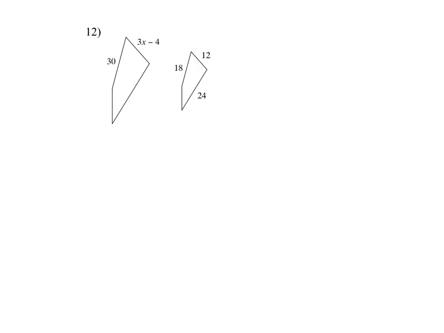And the last one. So 30 divided by 18. So 30 divided by 18 equals 3x minus 4 divided by 12. So I can simplify by 5. Or sorry, by 6. Actually, by 6. I was thinking of the division already. So 30 divided by 6 is 5. 18 divided by 6 is 3. So my scale factor here is 5 thirds. Equals 3x minus 4 over 12.